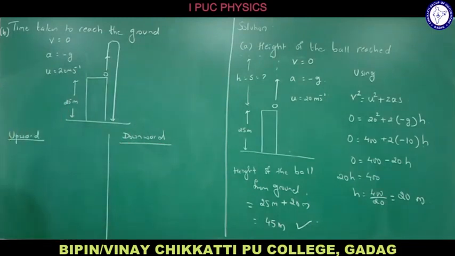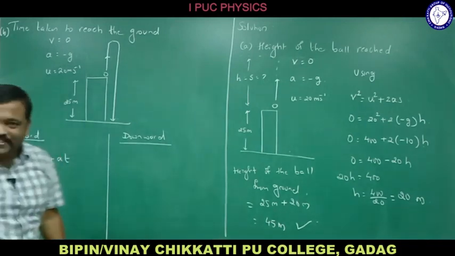Shall I take upward motion here? Let me calculate t. We have u, v, a, and we need t. So which formula shall I use? v is equal to u plus at. Shall I use this, right?